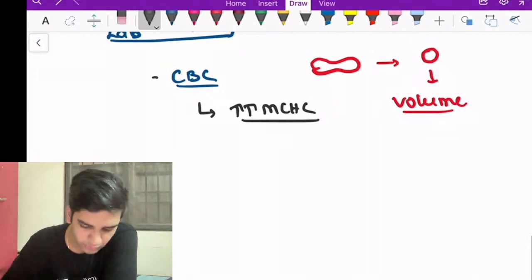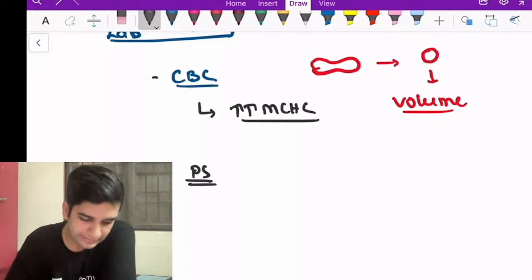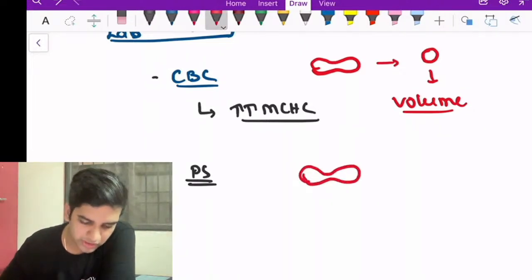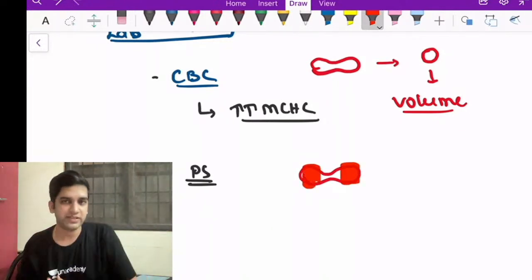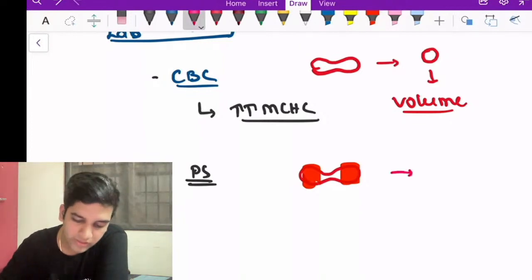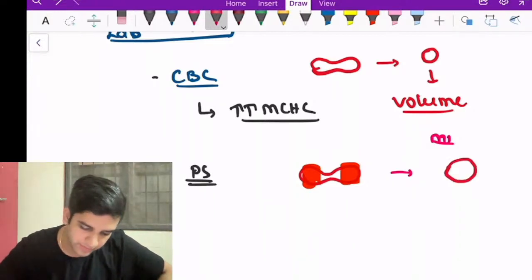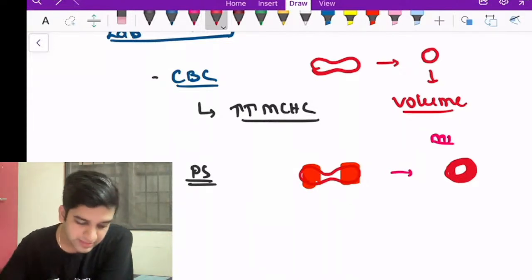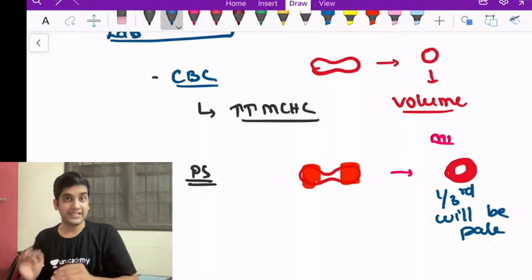Second, I come to the peripheral smear. In the peripheral smear, I need to pick up spherocytes. This is a normal RBC. When I look at a normal RBC, my hemoglobin will be in the periphery. It cannot be in the center because my center is getting compressed like this, right? So it's in the periphery. When I look under the microscope, I look from the top. So it looks like a round RBC with lots of hemoglobin in the periphery. The center part is pale. The central one-third pallor is completely normal. The central one-third will be pale. This is in a normal RBC.